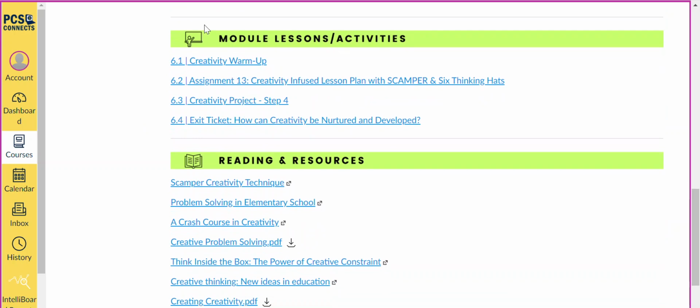Okay, so our module overview looks like this. We have our warm-up. We then have assignment 13, so just one assignment for this module, which is great because it'll give you an opportunity to go back, make up, fix anything, maybe catch up on some assignments this module. And we're going to look at a creativity-fused lesson plan. We're going to start step 4 of our creativity project, and then you just have a simple exit ticket.